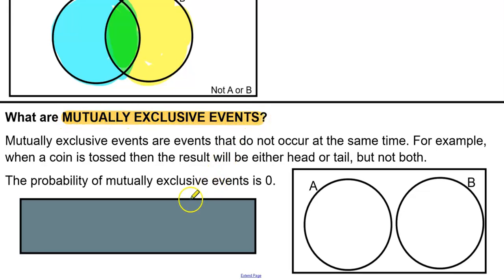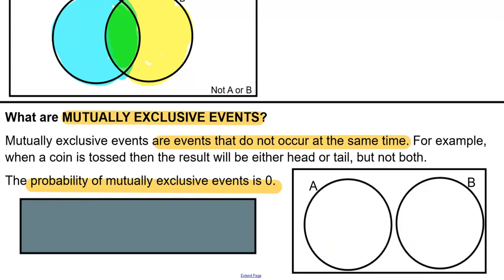Mutually exclusive events are events that do not occur at the same time. For example, when a coin is tossed, then the result will be heads or tails, but never both. I can't flip the coin once and get heads and tails. That's not happening. The probability of mutually exclusive events with an and is always 0. Super important. They cannot happen with an and.